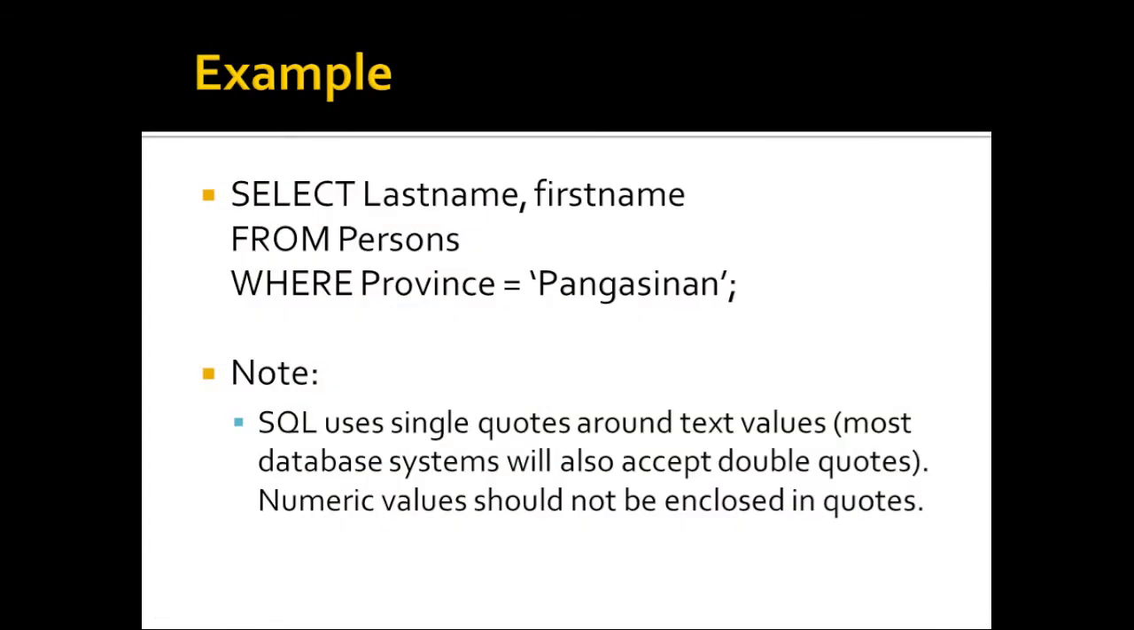So, example: we have here SELECT last name, first name FROM persons WHERE province is equal to 'Pangasinan'. In this case, it will only show records where the province value is equal to Pangasinan. Those records that do not satisfy this condition will not be included in the result set. Note that SQL uses single quotes around text values. Most databases also accept double quotes, so single quotes or double quotes.